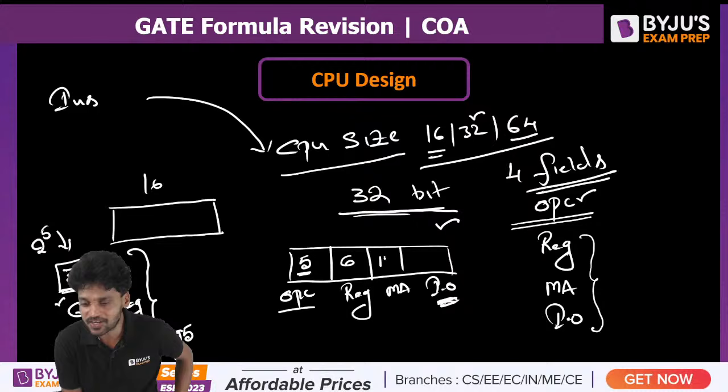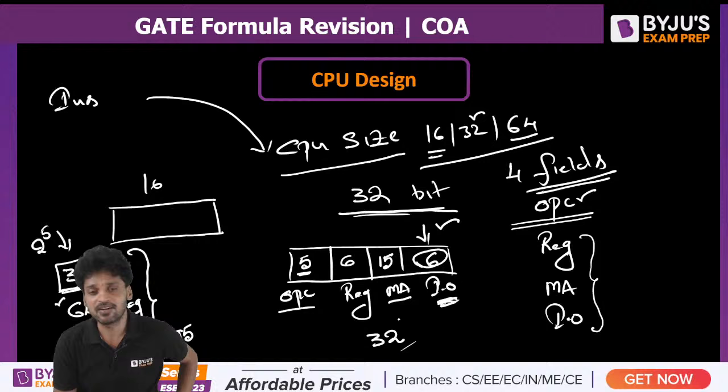What is the total size of the instruction? Total size of the instruction is equal to 32 bits, which is equal to CPU size. In a 32-bit CPU, the instruction size is equal to 32 bits, and we are provided with an opcode field, a register field, the memory address field, and one more which we need to find out, the immediate operand field. So 5 plus 6 is equal to 11, 11 plus 15 is equal to 26, 26 plus 6 is equal to 32. So the immediate operand field will be equal to 6 bits. This is how simply we will be able to solve the questions on instruction set architecture.